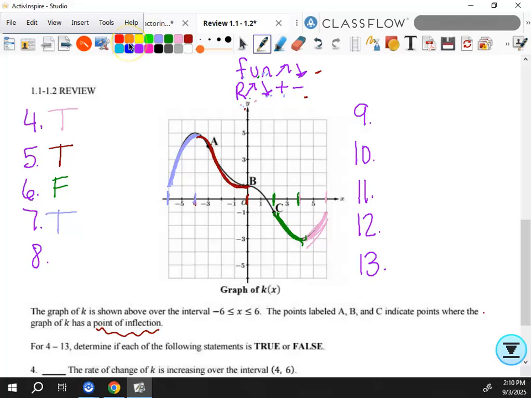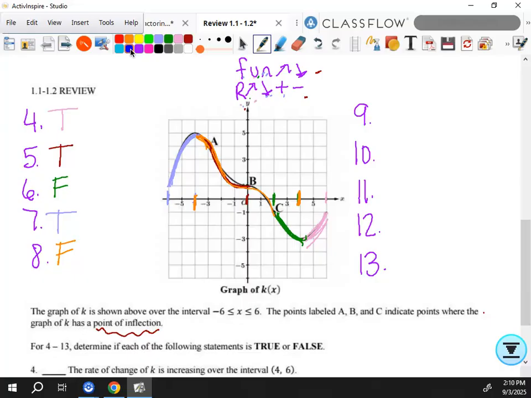Okay, 8, the graph of K is concave down over the interval from -4 to 4. Now, is there any part of that where it is concave down? Yes. Concave down right here, right? And then it's concave up, and then it's concave down again. But it is not concave down over the entire interval, right? So that makes that false. Okay, everybody good?